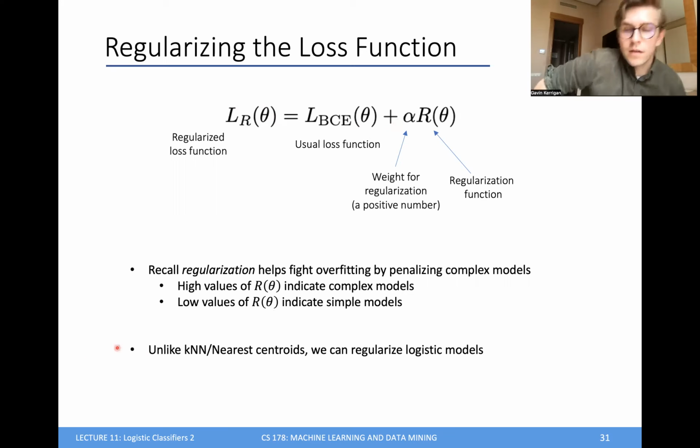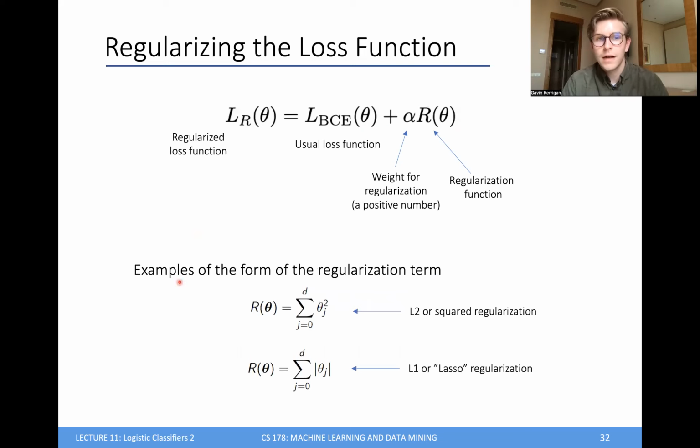One of the benefits of logistic regression actually is that unlike KNN or nearest centroids that we had seen previously, we actually can regularize these models. Think back for a second to how KNN and nearest centroids work. How could you possibly regularize these things by adding a penalty term? So yeah, it's one of the nice benefits of logistic models that there's an explicit way to control this overfitting phenomenon.